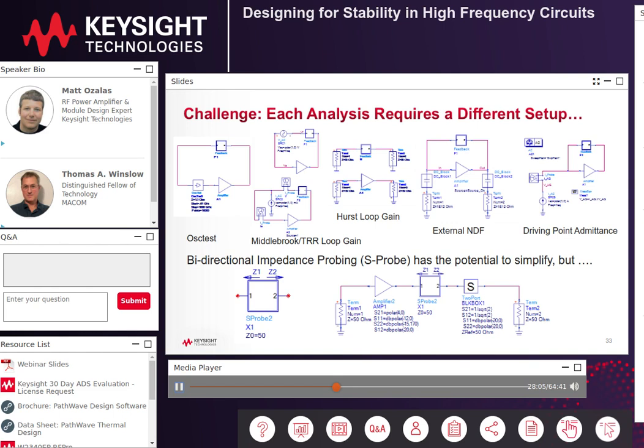To talk about that, I want to pass the ball now to my co-presenter, Tom Winslow. Tom is a distinguished fellow at MACOM, and he's been doing high-frequency circuit design for many years. And I think it's safe to say he's run into a few stability problems along the way. A little while back, Tom reached out to Keysight. He's been a long-time user of our tools, and he showed us what he's about to show you. We were compelled enough by his presentation to add his work to our design tools. So, Tom, go ahead.